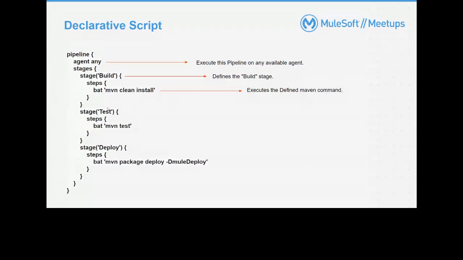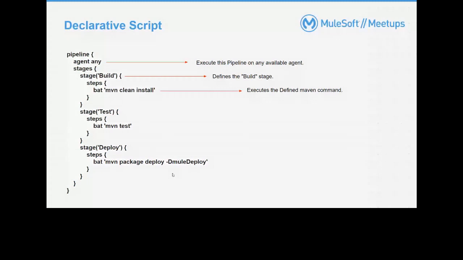Then comes the test stage. In the test stage, we have written test cases according to our projects, and it basically extracts them and runs them during execution of the pipeline. The third stage is deploy. The deploy stage has this command, mvn package deploy -DmuleDeploy, which helps us deploy our application to the required platform. Like we are using Mule, so we deploy it to Anypoint Platform, which is the cloud.